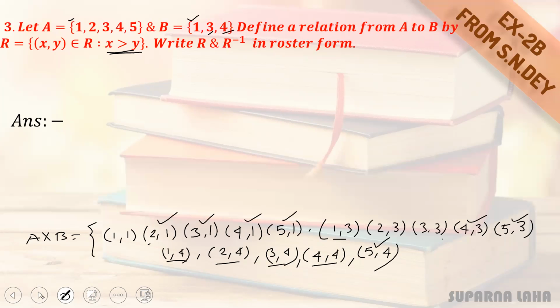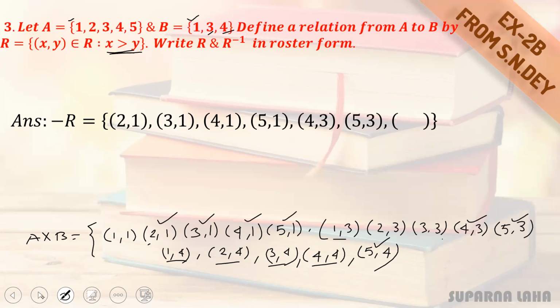So write down the elements for R. This is 2, 1, 3, 1, 4, 1, 5, 1, 4, 3, 5, 3, and then 5, 4. So now you can easily write down the inverse. That is the members of R inverse, or the elements of R inverse.